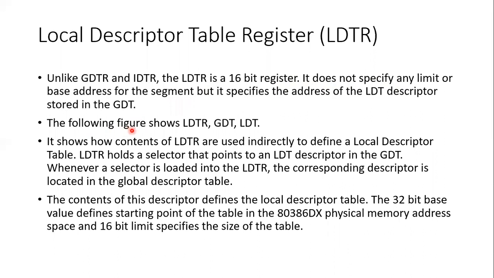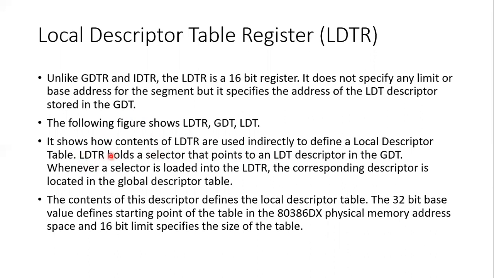Okay. So the following figure shows the LDTR, GDT and IDT. What does it show? It shows how the contents of the LDTR are used indirectly. These contents of the LDTR are used indirectly to define a local descriptor table. The LDTR holds a selector that points to the LDT descriptor in the global descriptor table.